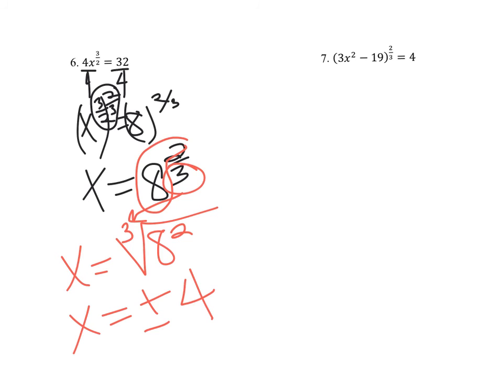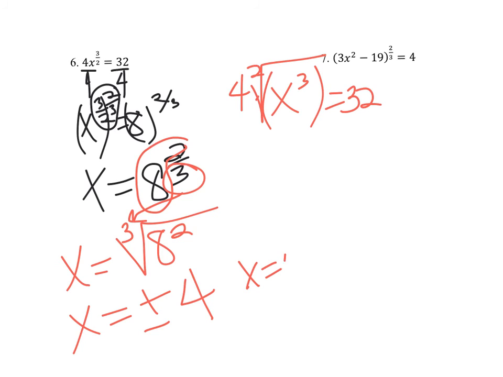But since, however, our original x that we were dealing with, if we're plugging it back in, we have 4 times our x to the 3/2 power. That means x to the 3rd, which is squared. So it's a square root. We're trying to make it equal to 32. If we put a negative 4 in there, it's going to give me a negative. I can't take the square root of a negative. I will have an imaginary number. So I will not use the negative 4. My final answer would just be positive 4.